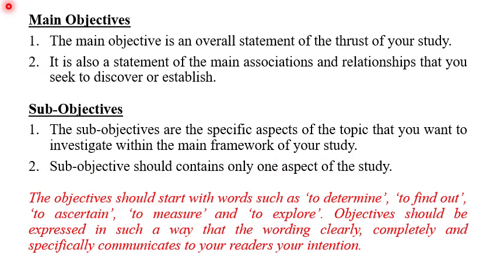What this means is that the sub-objectives should be very specific and not too broad. The main objectives will be broad and cover the entire research study, whilst the sub-objectives are very specific statements and they cannot normally be broken down into other or minor objectives. The objective should start with words such as to determine, to find out, to ascertain, to measure, and to explore. Objectives should be expressed in such a way that the wording clearly, completely, and specifically communicates to your readers your intention.